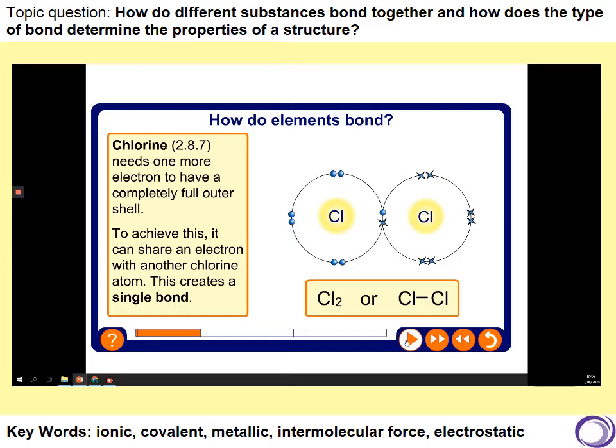So a covalent bond is 1 shared pair of electrons. This molecule would be a Cl2 molecule, or we could draw it as Cl with a horizontal line and another Cl. The horizontal line indicates a single covalent bond.